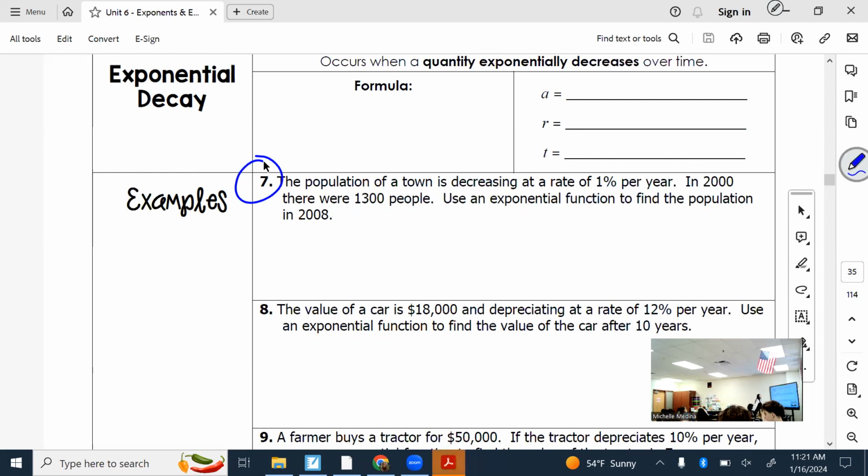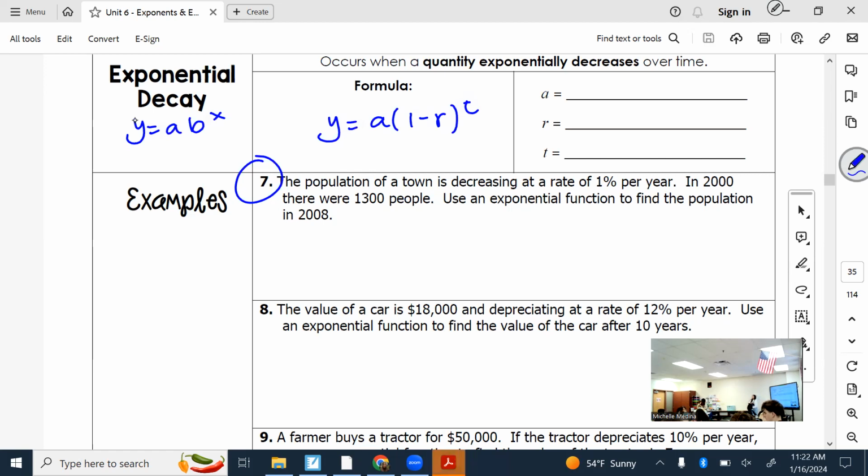So the population of a town is decreasing at a rate of 1% per year. In 2000, there were 1,300 people. Use an exponential function to find the population in 2008. Here's that formula again. That is specific to decay, or you can use the one that is just very general that works for both.